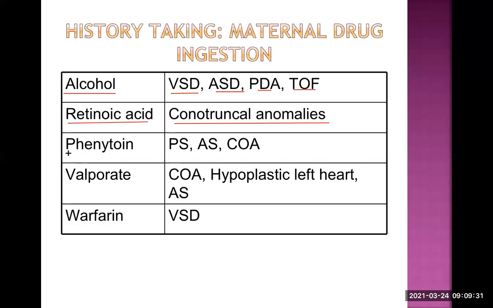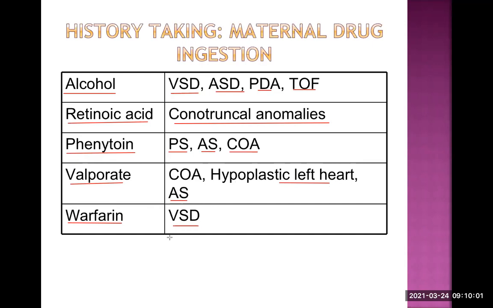Phenytoin, a type of anti-epileptic drug, can cause congenital heart disease such as pulmonary stenosis, aortic stenosis, and coarctation of the aorta. Sodium valproate, another anti-epileptic drug, can cause coarctation of the aorta, hypoplastic left heart syndrome, and aortic stenosis. And warfarin, a type of anticoagulant drug, can lead to VSD.